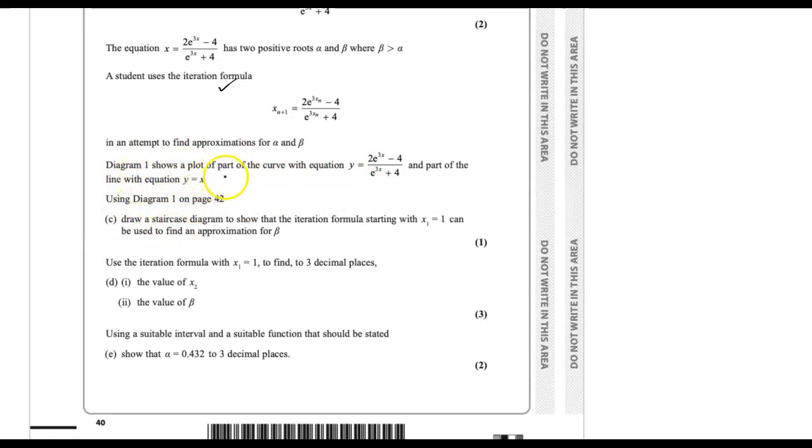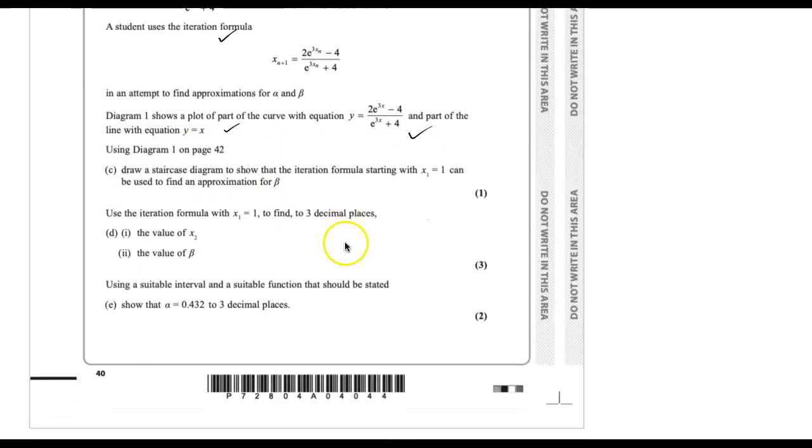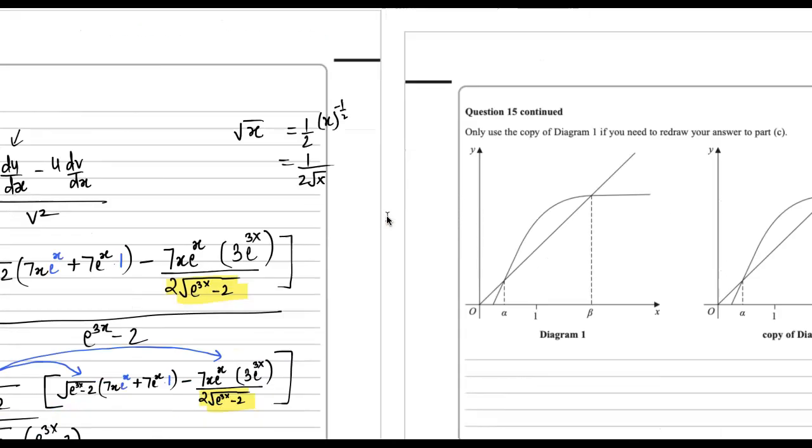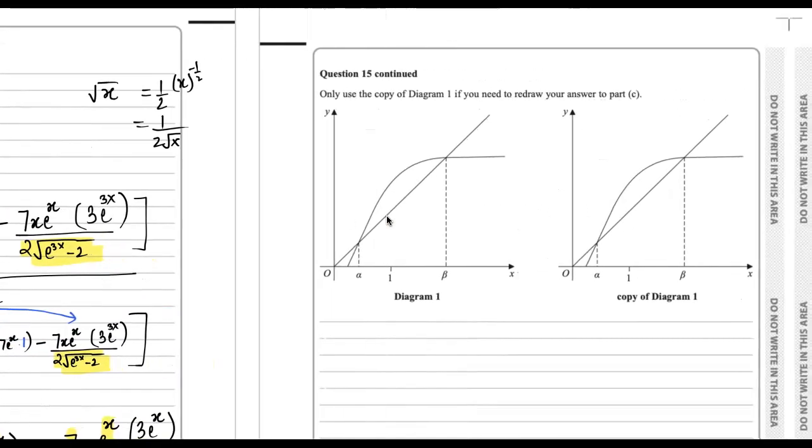Diagram 1 shows a plot of the part of the curve with equation this and the part of the line with equation this. Using the diagram 1 on page 42, draw a staircase diagram. Okay, we have to draw a staircase diagram. Let's get started.